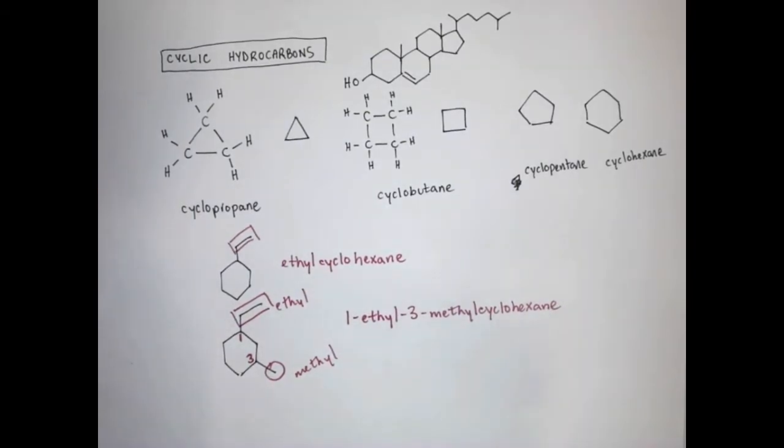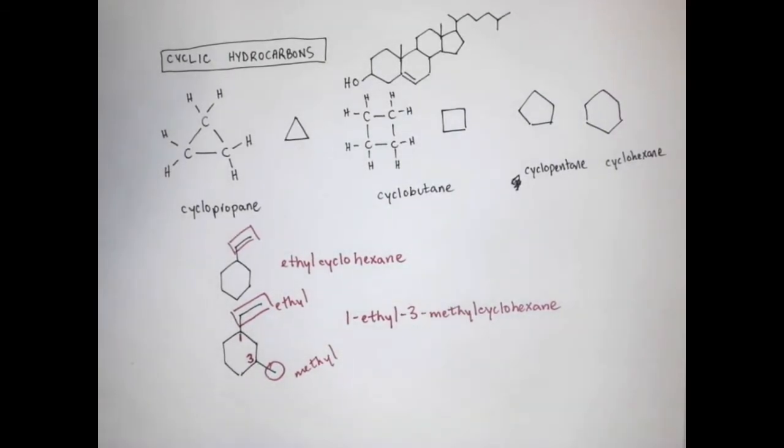And that's basically it for naming cycloalkanes. The root name is going to just get the prefix cyclo, and the root name comes from however many carbons are in that cycle. In the next video, we'll look at cycloalkenes and cycloalkynes.